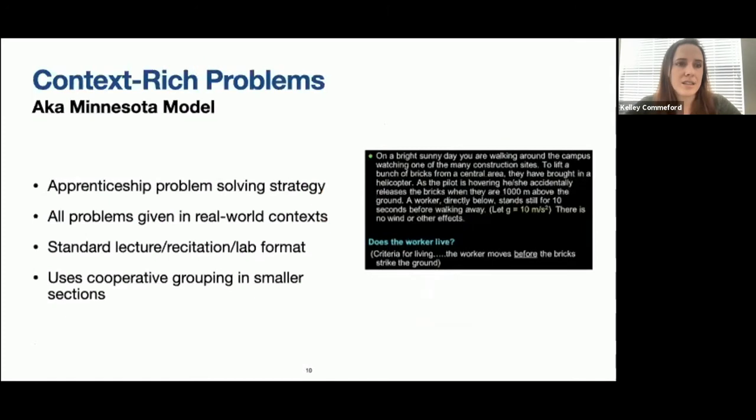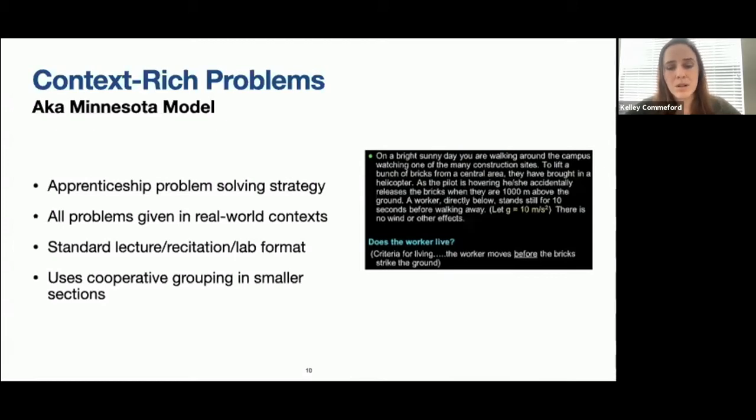Our next one is the context-rich problems, which is sometimes referred to as the Minnesota model because it was developed at the University of Minnesota. Context-rich problems is also in this Minnesota model for a large introductory physics course. So it still has the interactive lecture, recitation, and lab format. It's slightly different in that it uses cooperative grouping in the smaller sections. So students are working together on these problems.